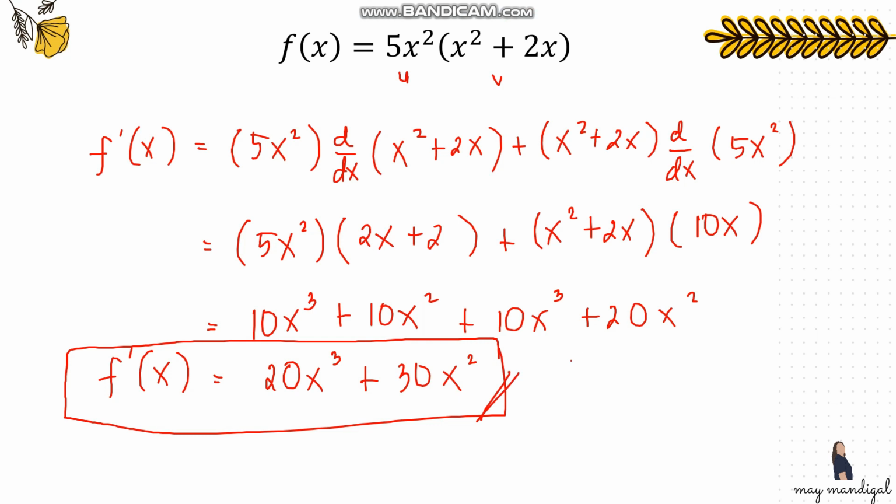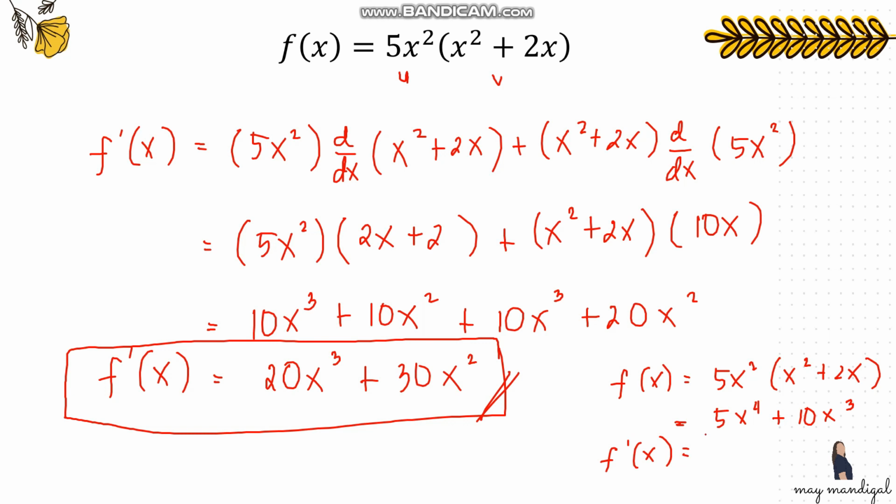Now, let's say you're not asked to use the product rule. Actually, you can already get the derivative of this without using the product rule. What you can do is simply distribute 5x squared to x squared plus 2x. So that will be 5x raised to 4 plus 10x cubed. And then from here, you can already get the derivative using the sum or difference rule. So use the power rule and constant multiple for 5x raised to 4. That will give us 20x cubed. Plus, and then this one will give us 30x squared. So as you can see, they are just the same with one another.